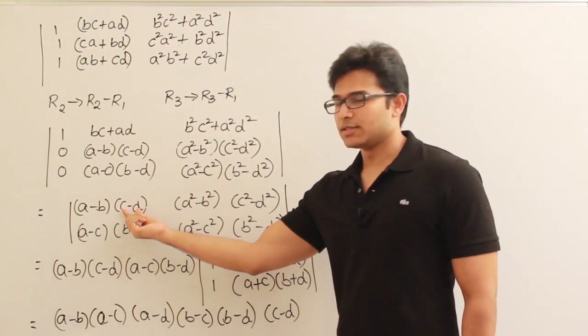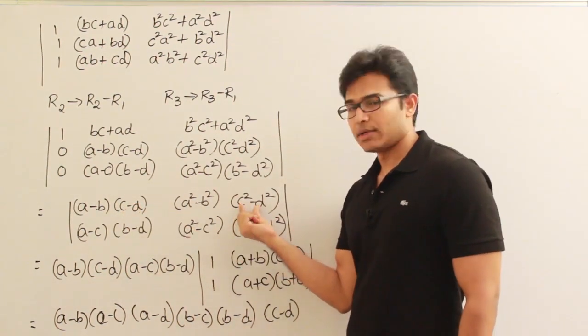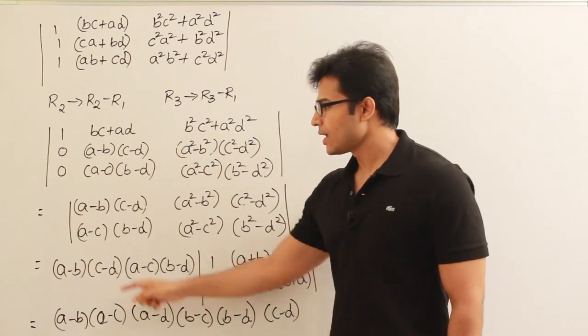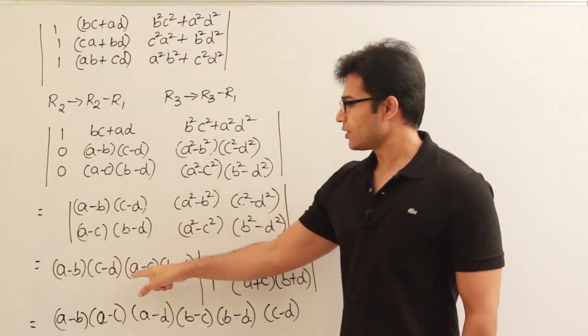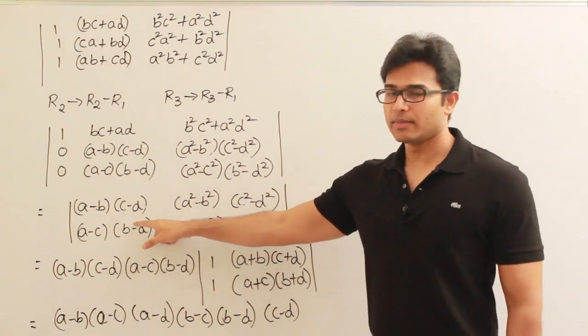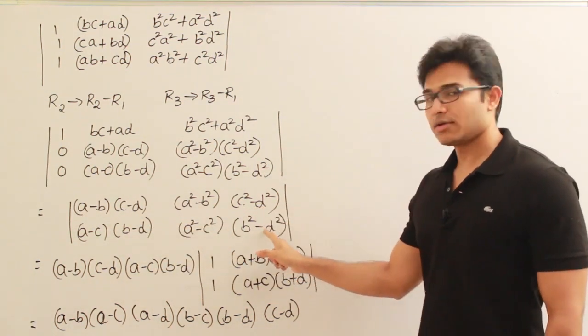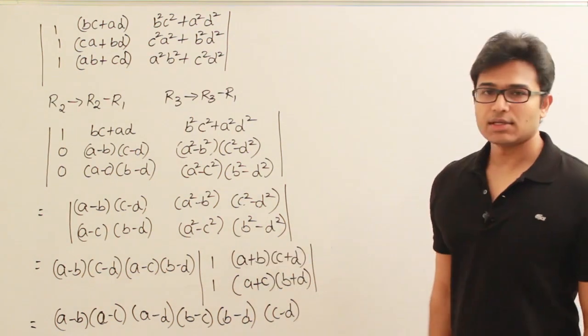And again I can pull out c minus d. Here there is c minus d, here there is c minus d. I can pull out c minus d, and again I can pull out a minus c from here and from here. Therefore I pulled it out, and then I can pull out b minus d from here and from here. I pulled it out. Then this is the resulting one.